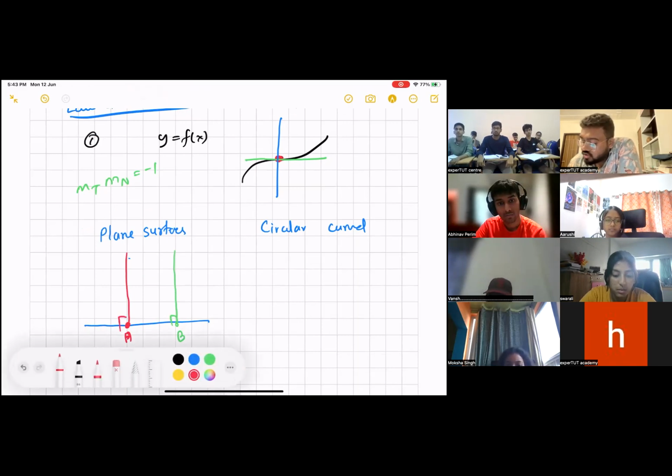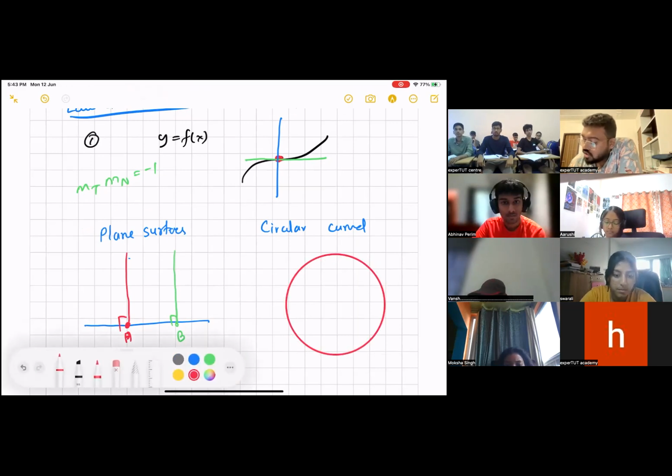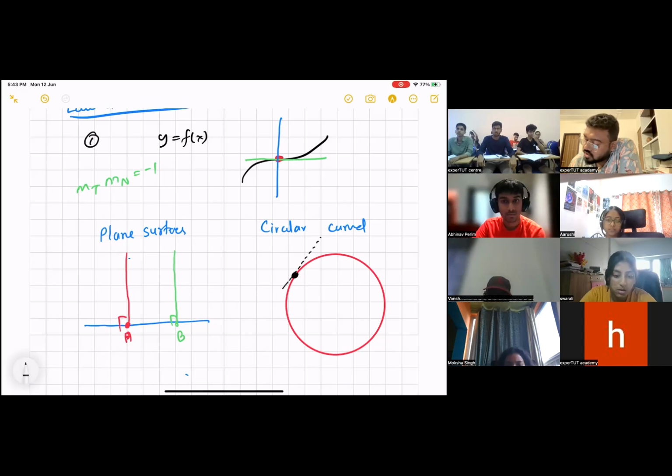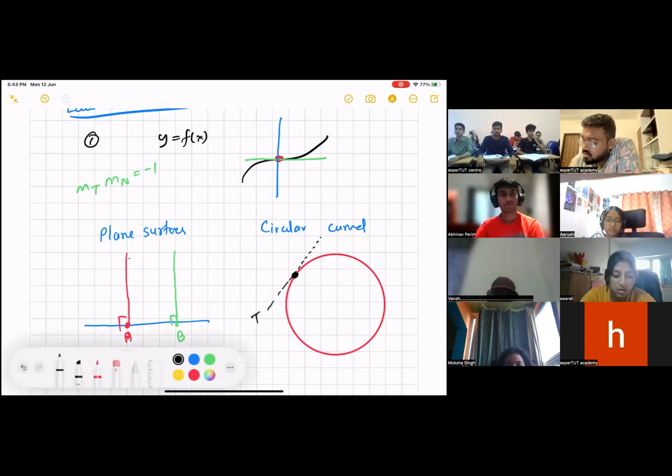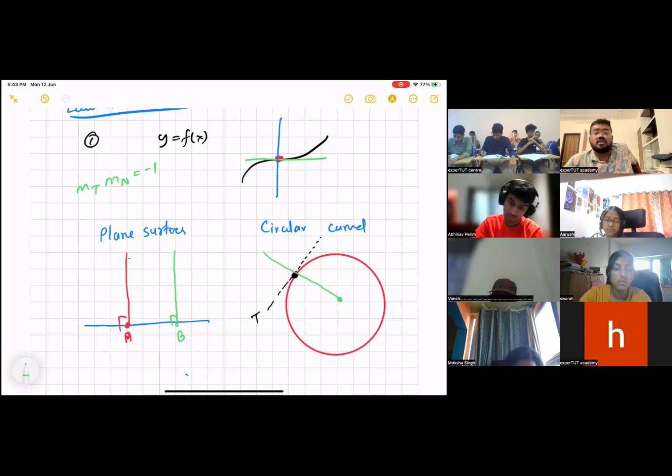For a circle, you should understand that at this point, the tangent looks like this, right? And the normal, write it. Normal is a line which is passing through the center also. So it always passes through the center. So it is basically the radius. The radius is the normal. Okay. In a circle, radius is the normal.